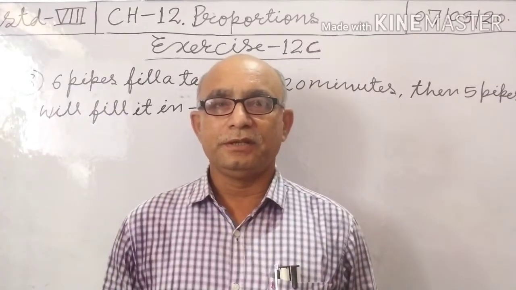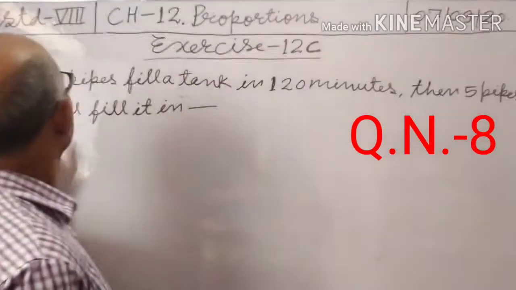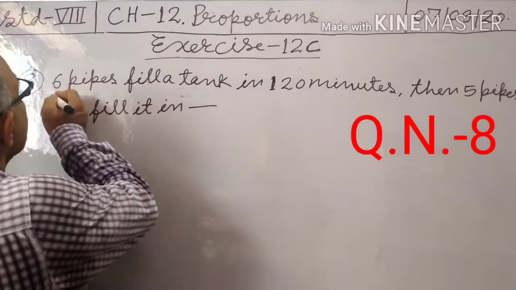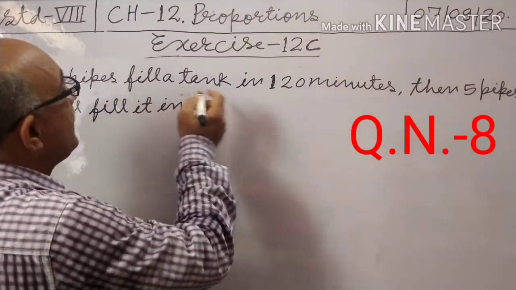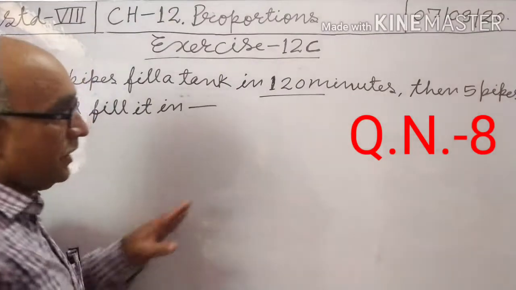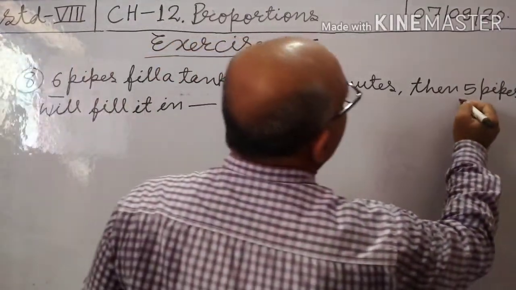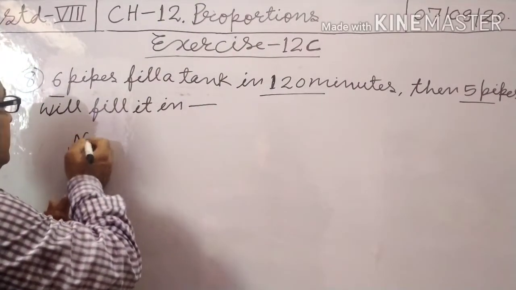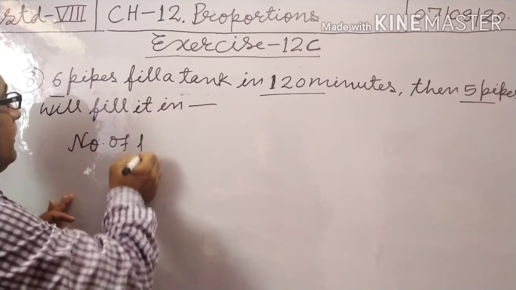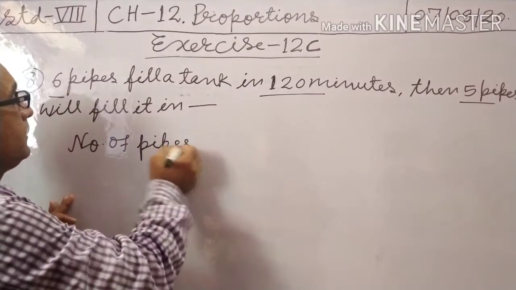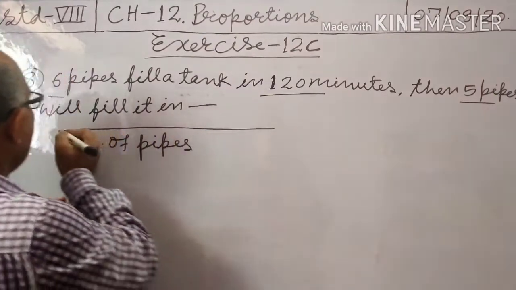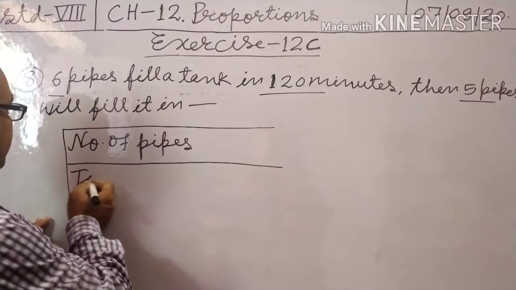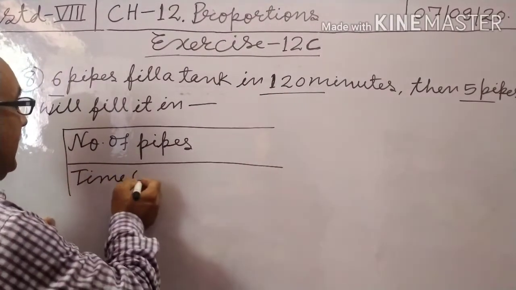Students, next question is question number 8. Six pipes fill a tank in 120 minutes. Then five pipes will fill it in? So write in the first column number of pipes, and in the second column time in minutes.